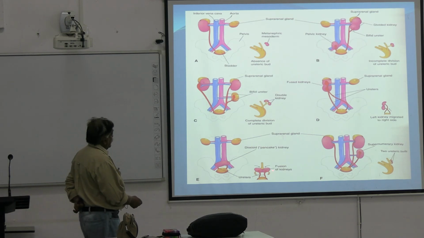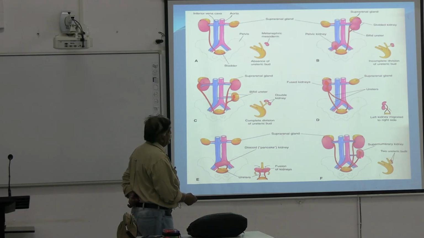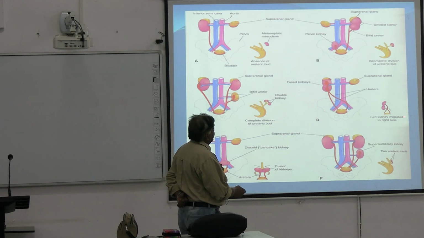Now fusion of kidney here. Now you see the supernumerary kidney here, two ureteric buds, and the left kidney migrated to the right, that can occur also. And see, the left kidney migrated to the right.